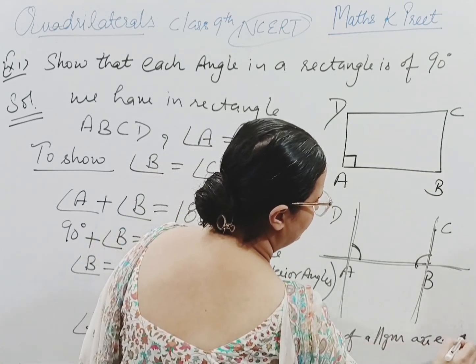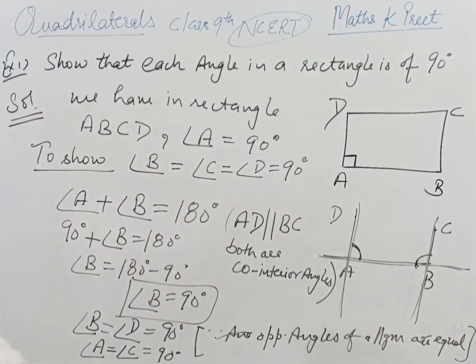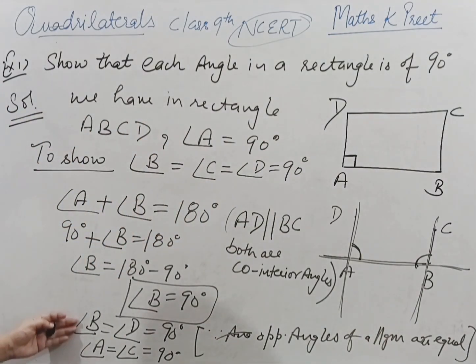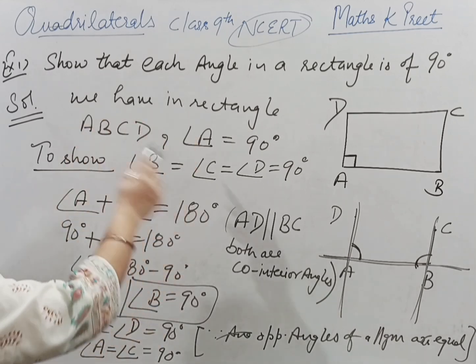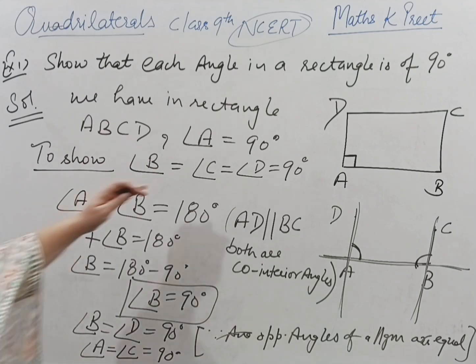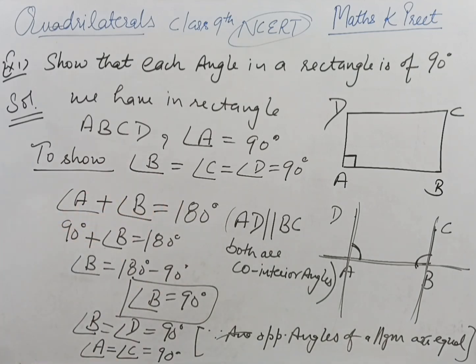We have seen a theorem along with its proof in the last video. So opposite angles of a parallelogram are equal, therefore these two angles will be 90 degrees, and this is showing that all the rest of the angles are 90 degrees. This was what they were asking us to show. So this is the answer or proof for this example. Let's move to the next example.